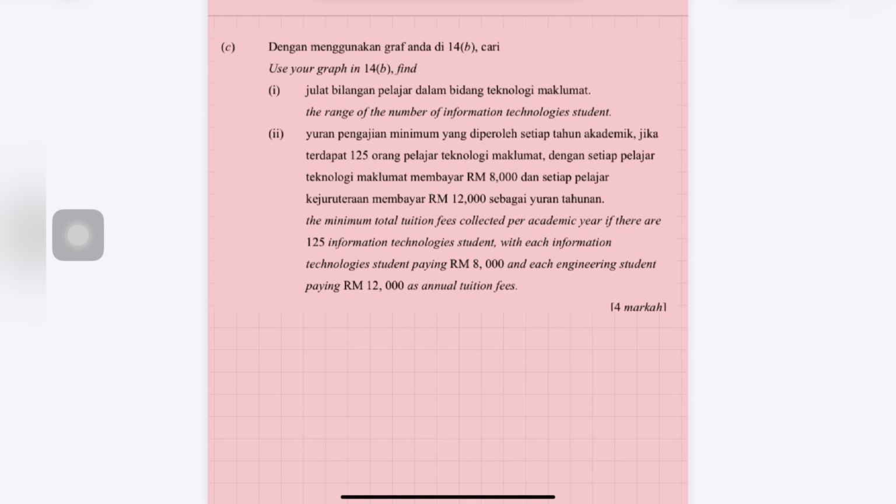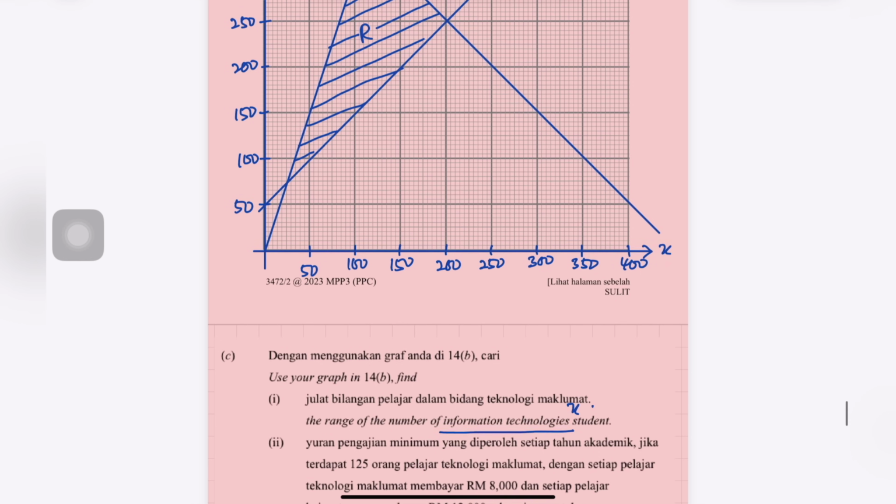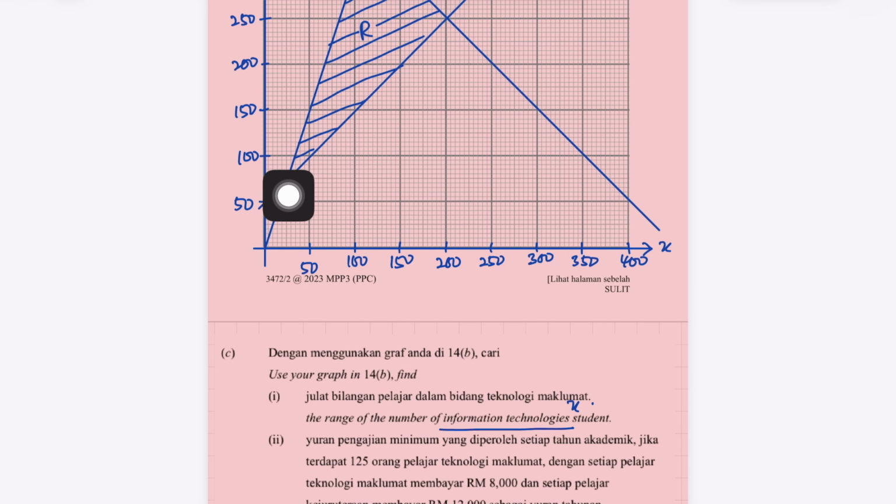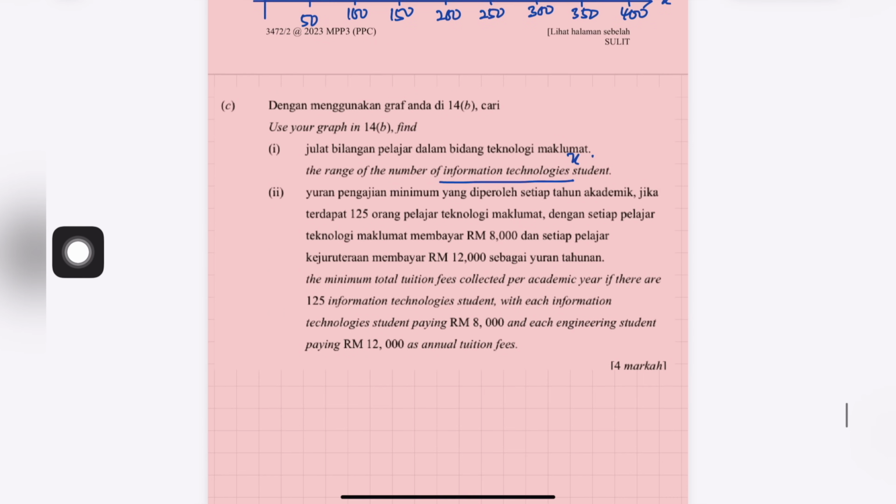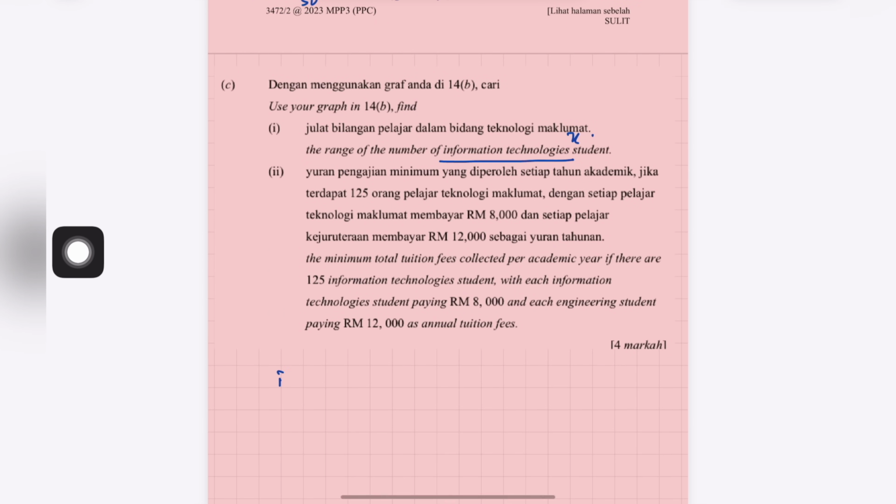C, use your graph in 14b, find Roman 1, the range of the number of information technology student. So information technology student is X. So kita kena cari range lah yang minimum dengan maksimum. Okay, so from graph here, we can read minimum x is 25 and maximum is 200. Okay, so then Roman 1, x more or equals than 25 but less or equals than 200.